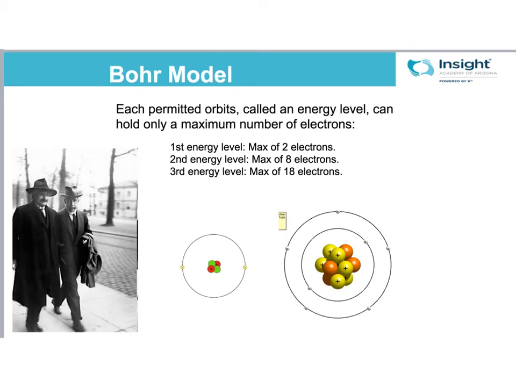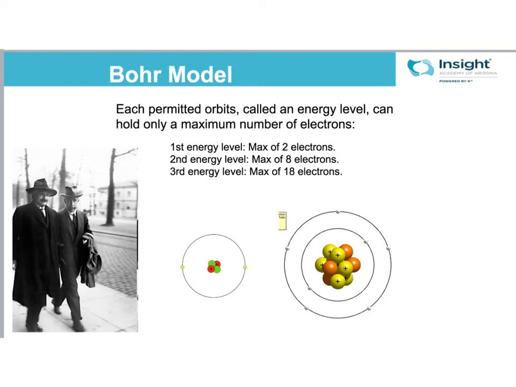Some details you want to have in regards to these orbitals is that there is a set number of electrons that each orbital can hold. It doesn't mean that each orbital has to have this many electrons. This is just the maximum number they can hold. It will depend on the atom you're dealing with and how many electrons are present.